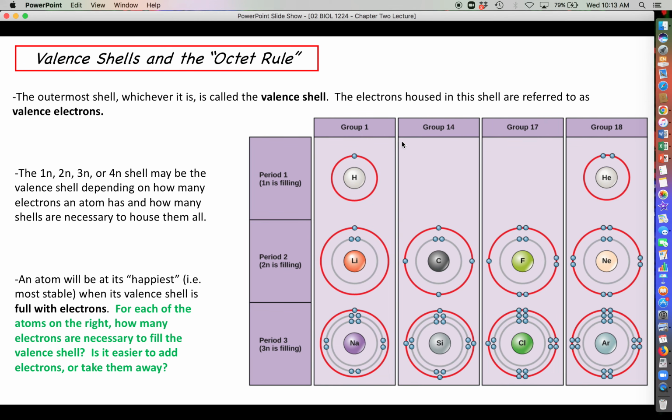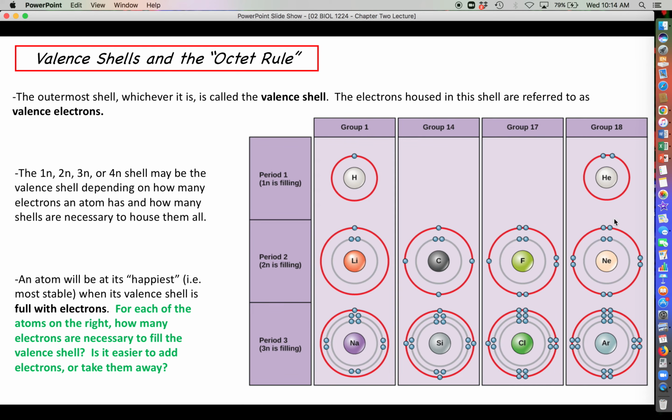So for hydrogen, it has 1 valence electron, but it would really like to have 2 or none at all. Lithium has 1 valence electron, but it would really like to either have 8 or take that 1 electron away to have the first energy level be the valence shell. Carbon has 4 valence electrons, but it would really like to have 8. Fluorine has 7, but it would really like to have 8.